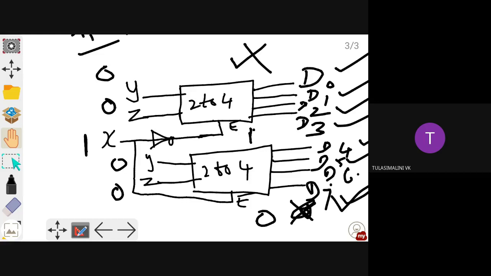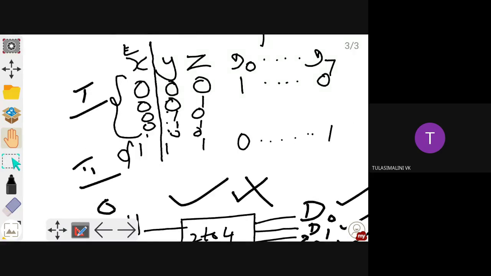They will not expect you to draw the circuit diagram for this. Block diagram itself is enough. Drawing only the block diagram is enough. If the block diagram is correct, you will be getting the marks. Is it clear? Any doubt in this? Is it clear or not?